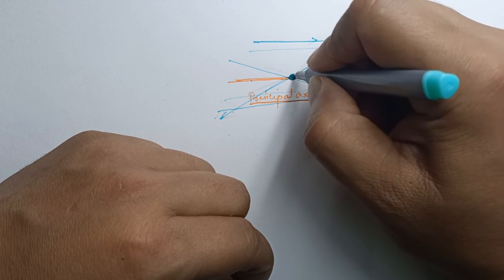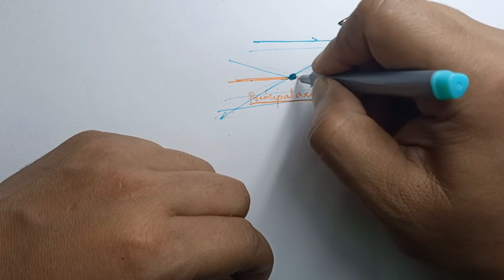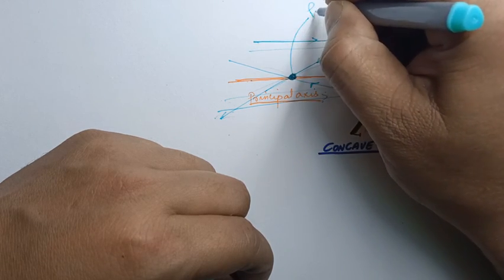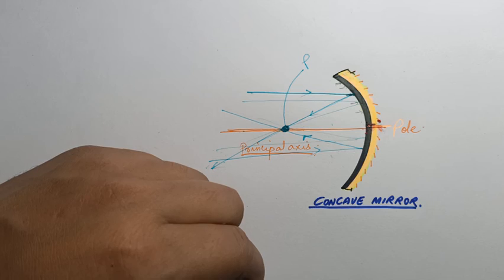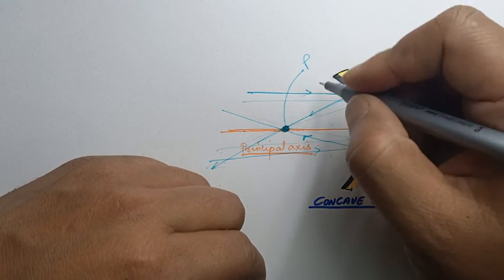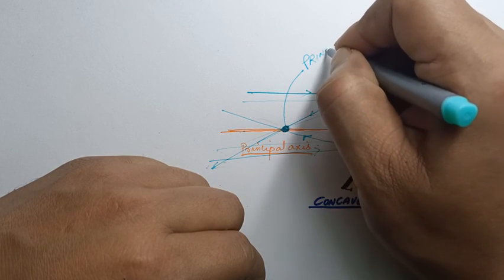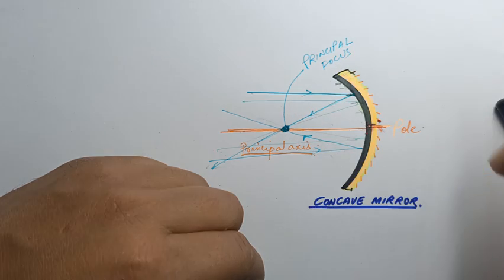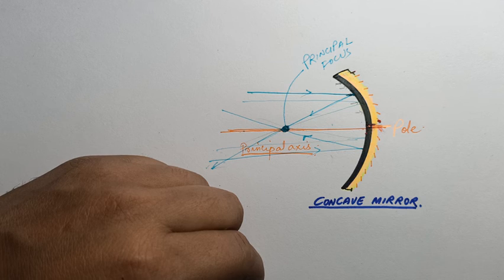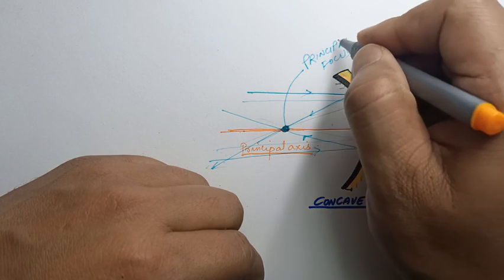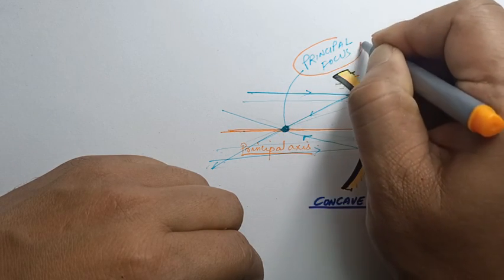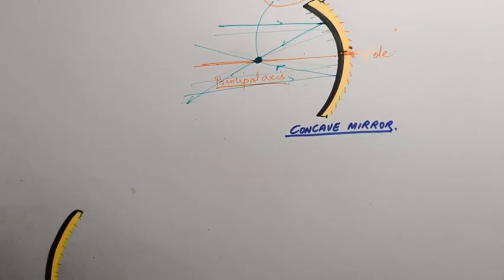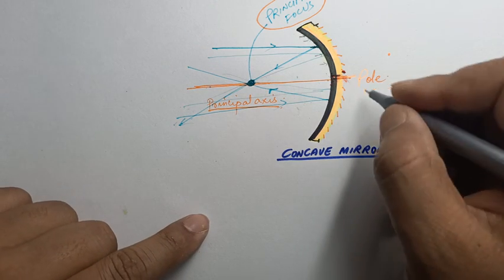So this point on the principal axis where all the reflected rays of light meet, now this point is called as what? This point is called as the principal focus, okay? Remember that, very important. Later on we will be dealing with this term called principal focus. So in case of a concave mirror, what is a principal focus?